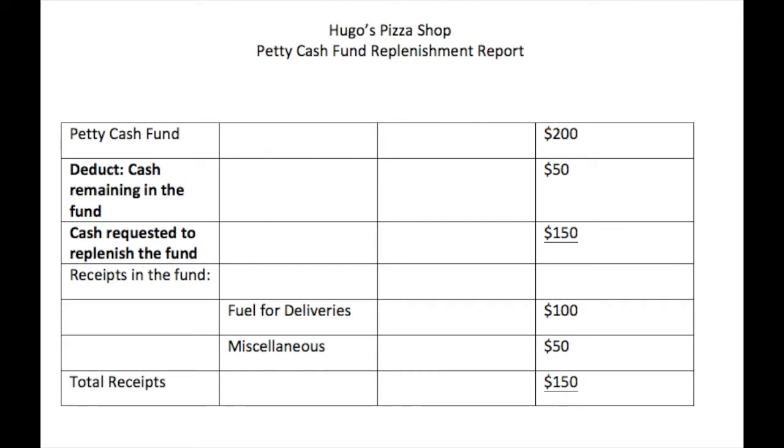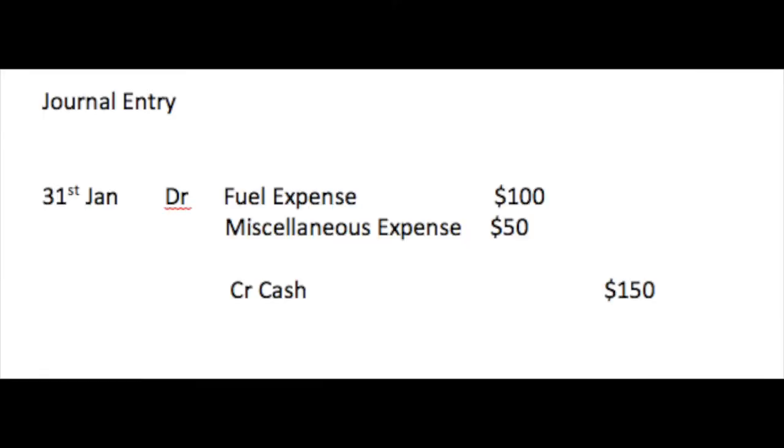The cash that is used to pay for expenses decreases the amount of the petty cash fund account. As a result, the remaining amount left in the fund, in this case $50, is counted and deducted from the fund amount of $200, meaning a check needs to be cashed for the amount left over, which is $150. This $150 represents the amount which was used for expenses and on the petty cash fund replenishment report is dedicated to specific expenses, in this case $100 to fuel for deliveries and $50 to miscellaneous expenses.